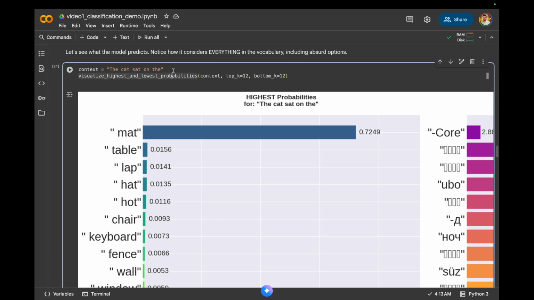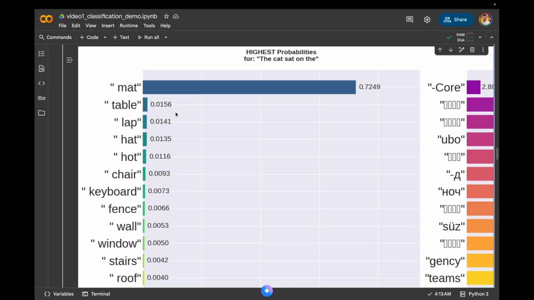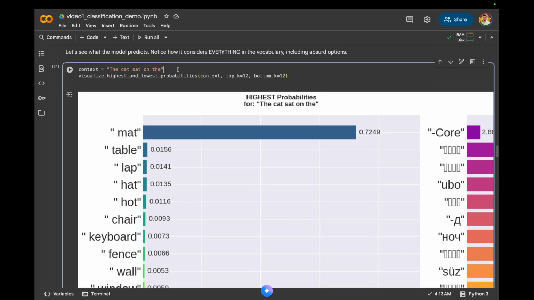This is a very well-known example that's used a lot in tutorials, the cat sat on the mat. The LLM has seen this in training, of course, and it thinks that the token mat is the most probable and gives it a probability of 72%, followed by the token table with 1.5% and lap with 1.4%. You can see that the top three tokens all make sense in this context. The sentence would work if you used any one of them.